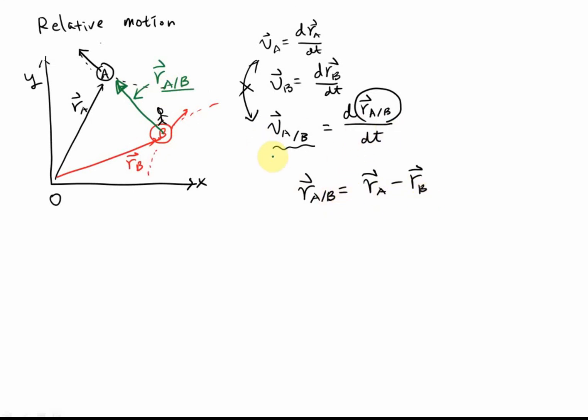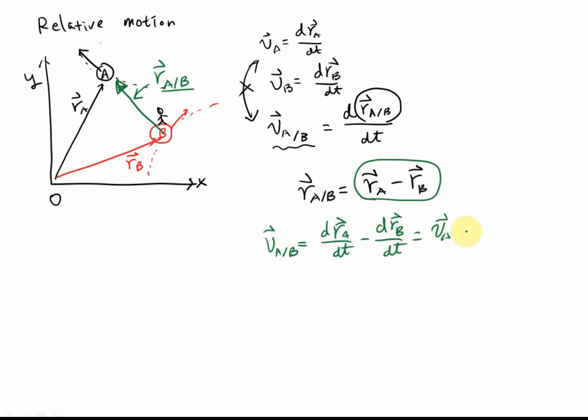So your relative velocity of A with respect to B is just the derivative of this. That means if you know the velocities with respect to the origin, you can just subtract these two. So that's it. This is called relative motion analysis, the relative velocity, because the velocity of A is determined or expressed by another moving object, which is B. That's why this is called relative velocity, and this is called relative position.